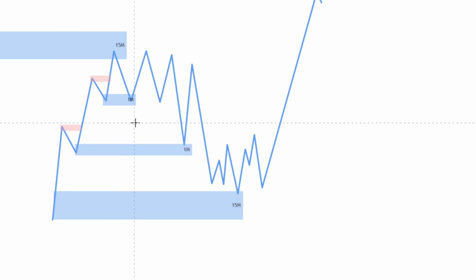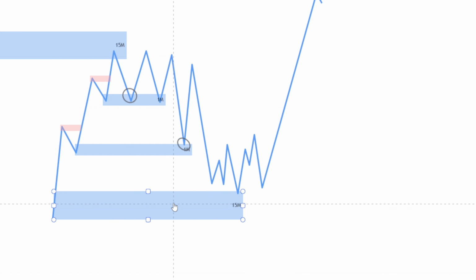So notice, I'm marking out 1-minute demands and 1-minute supplies. The demands seem to be having at least a strong reaction from what I can see. That's what you want to look for. And in this case, you're seeing the 1-minute supply is actually failing. Why is that happening? It's happening because it bounced off of the 15-minute demand and it's heading towards the 15-minute supply.